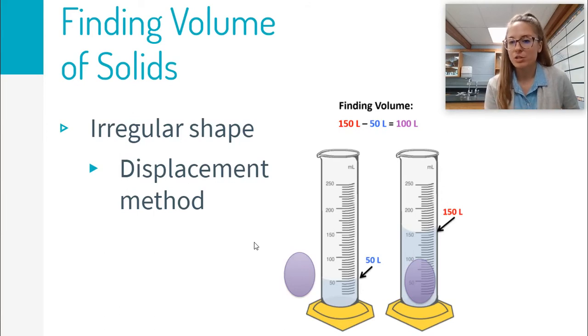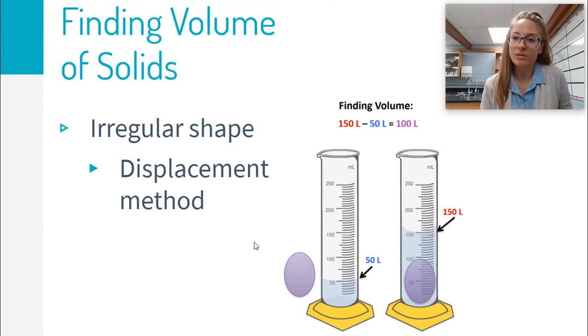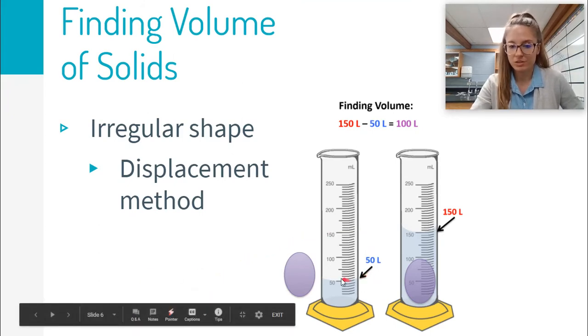So in this picture on the screen, there's an egg, okay? That's an irregular shape. So therefore, we have to use something called the displacement method, or you might hear it as the water displacement method. Same thing. So all that you have to do is you take a graduated cylinder and you fill it up with water. Doesn't matter how much, just don't fill it up way to the top because the water level will increase. So we have a graduated cylinder filled to the 50-liter mark.